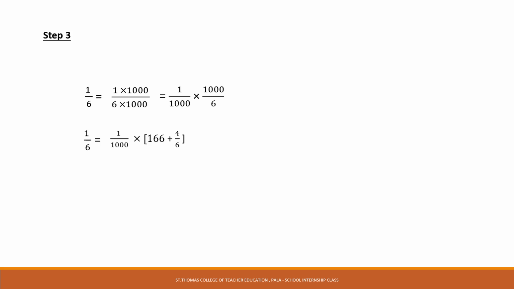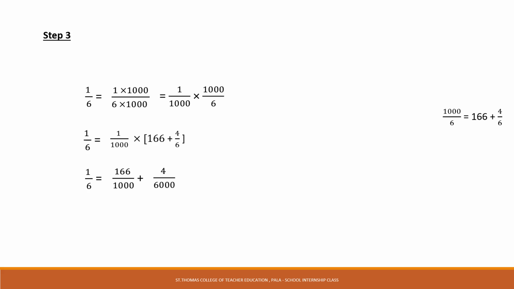So now tell me the third step very quickly. Okay, writing 1 by 6 as itself. Multiplying with 1000. Tell me the split fraction. Very good. 1 by 1000 into 1000 by 6. And the next step is, yes, writing 1 by 1000 as itself and replacing 1000 by 6 with 166 plus 4 by 6, because on dividing 1000 by 6 we get 166 plus 4 by 6, isn't it? And the next step is applying the distributive law, and we get the first term as 166 by 1000 and the next term as 4 by 6000.